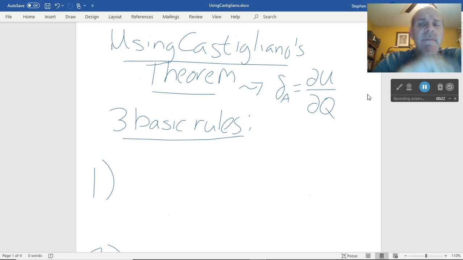Probably will, knowing me. What I'm doing today is I'm talking more about, if you know Castigliano's theorem, how do we make sure we're using it correctly, okay? If that thing I've written on the right here, this delta A equals the partial of U divided by the partial of Q, okay, where Q is applied at point A, I can probably write that.